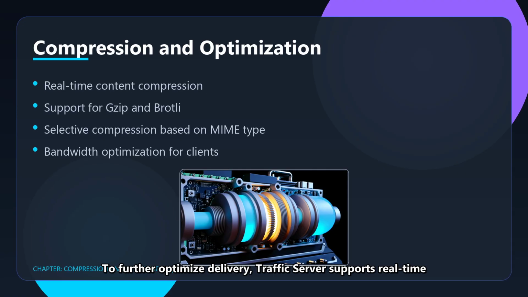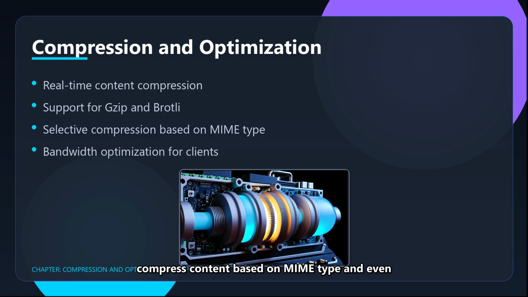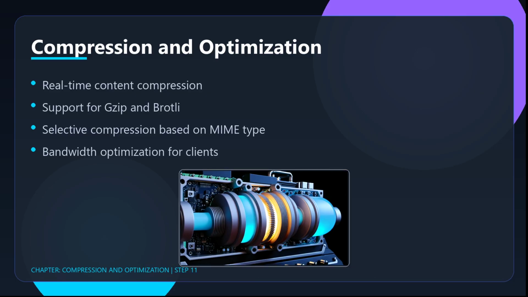To further optimize delivery, Traffic Server supports real-time compression using gzip and Brotli. It can selectively compress content based on MIME type and even optimize bandwidth usage for different client types.